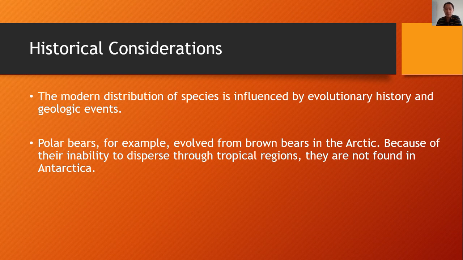Polar bears, for example, evolved from brown bears in the Arctic. Because of their inability to disperse through tropical regions, they are not found in Antarctica. That's why, class, the polar bears' white coat is adapted to the ice environment, in which their prey cannot detect them, as they camouflage into their environment and are able to approach their prey. Brown bears, meanwhile, thrive more in mountainous areas because they blend in with the land.